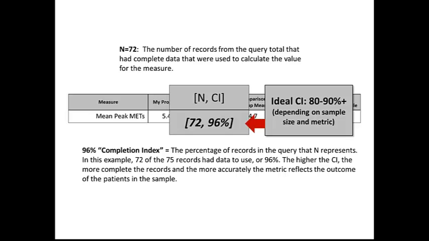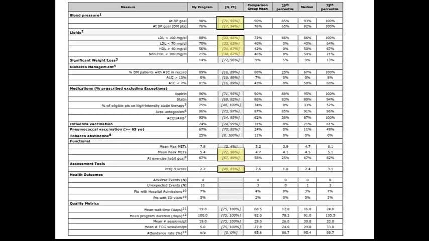So ideally, you'd like to have a completion index of at least 80 to 90% or higher, and this kind of depends on the number of patients in your sample and the particular metric that you're looking at. I think above 80% is a good target to shoot for. So let's take an example, take a look at our report.